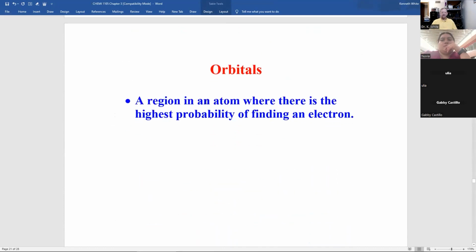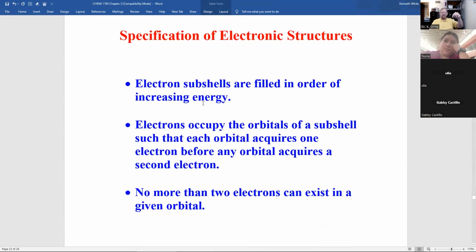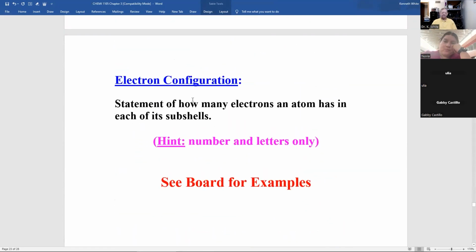All right, now how do we put this together? This is important. Electron configuration shows how many electrons an atom has in each of its subshells. Now, listen carefully. A subshell is always named by a number and a letter. I'll say that in slow motion. A subshell is always named by a number and a letter. And for electron configuration, that means you only see numbers and letters.